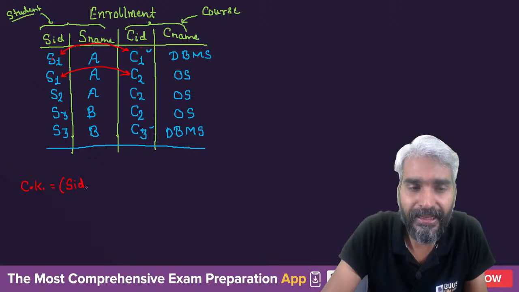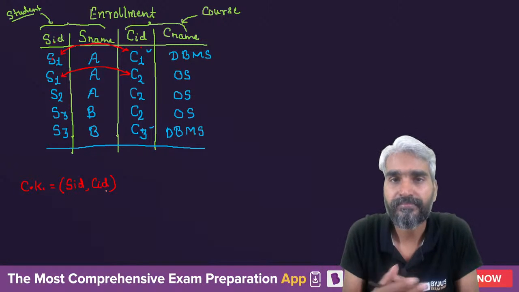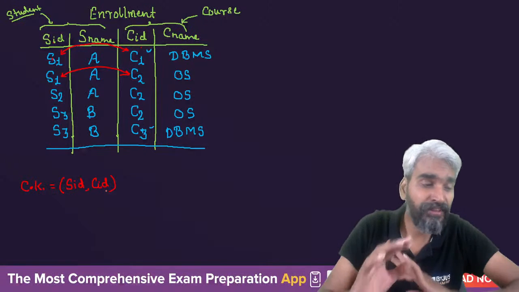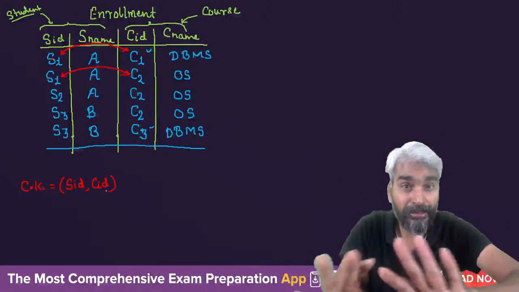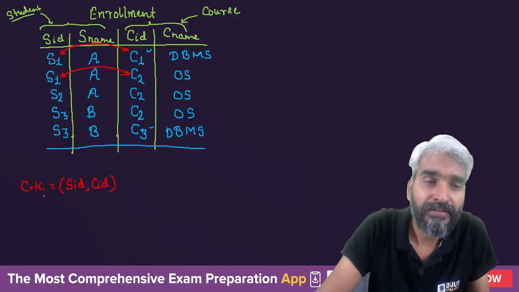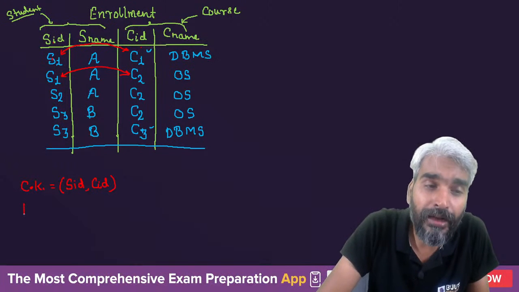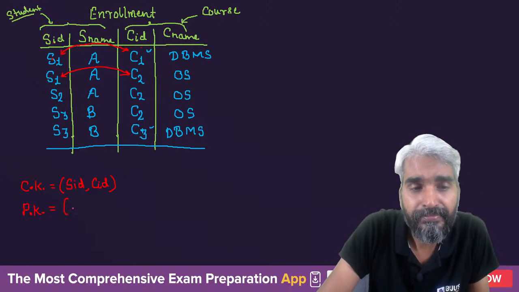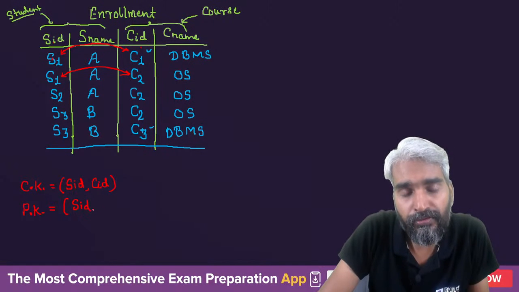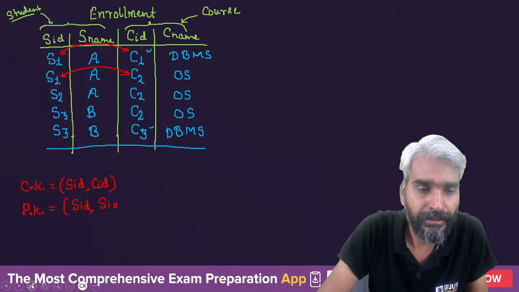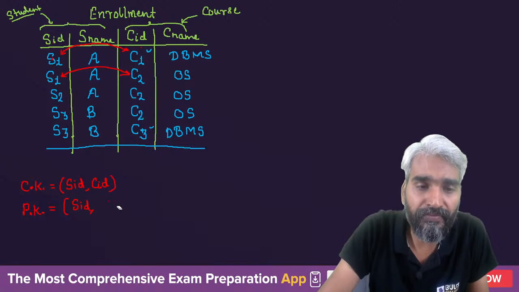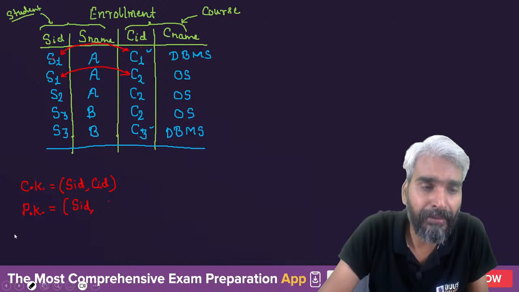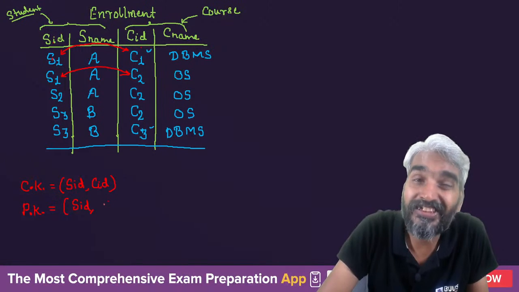Therefore, can I say that SID and CID together will form the candidate key? Now, if there is no other candidate key, let's try to understand the beauty of this concept. If there is no other candidate key, then you will have to define this candidate key itself as a primary key. Yes or no? So, the moment you define this candidate key as a primary key, you have placed one constraint. What?